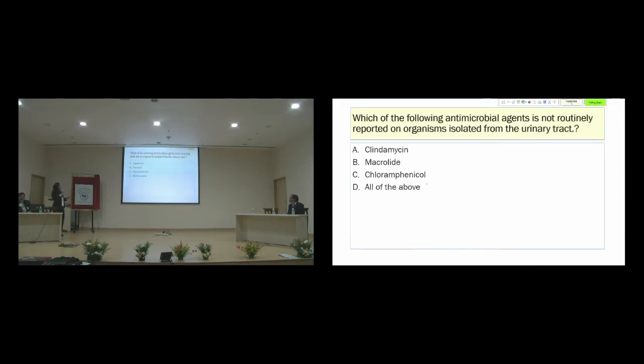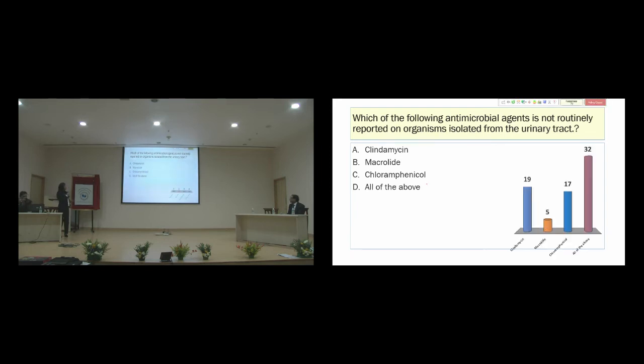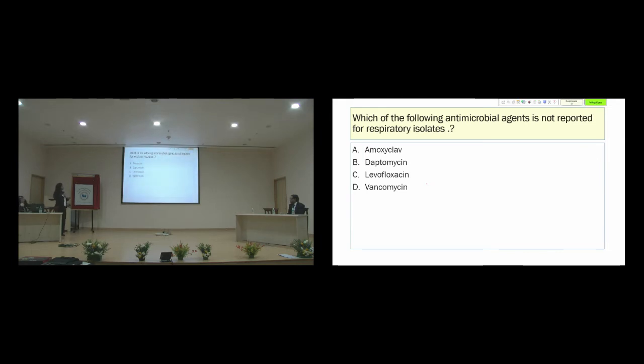Which of the following should not be reported for isolates from the urinary tract? The answer is all these drugs, that is clindamycin, macrolides, chloramphenicol, should not be reported for urinary tract isolates. Next question, which of the following should not be reported for respiratory isolates? Very easy question. Daptomycin is not reported for respiratory isolates.